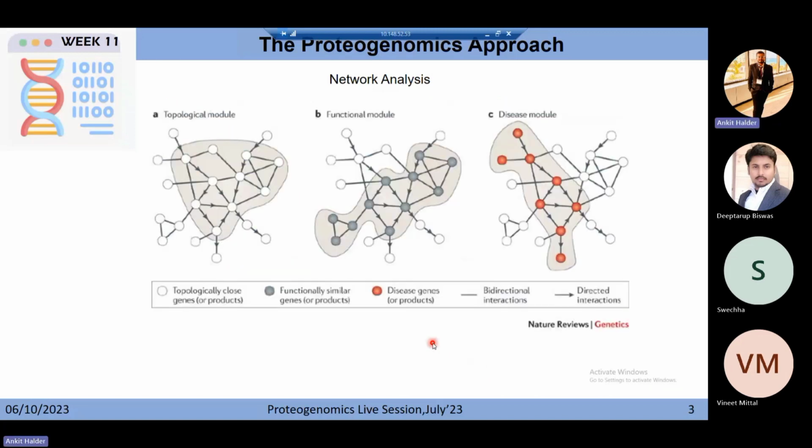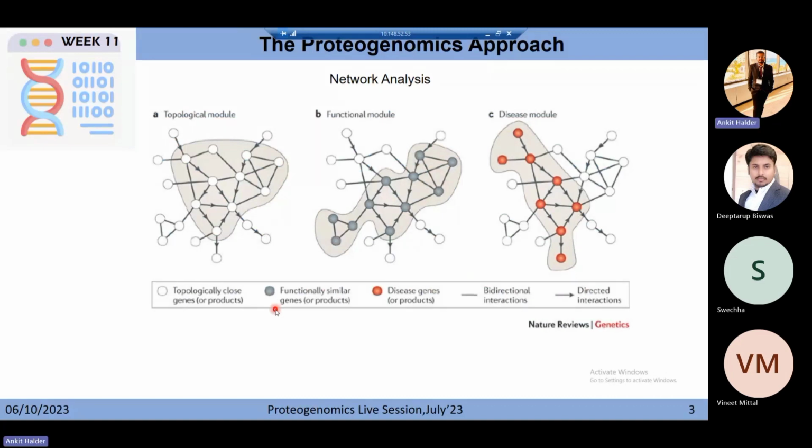Now you need to understand how we will be forming those networks, and how the genes affect each other. It can either be a topological module, a functional module, or a disease module. So what is the meaning of topologically close?